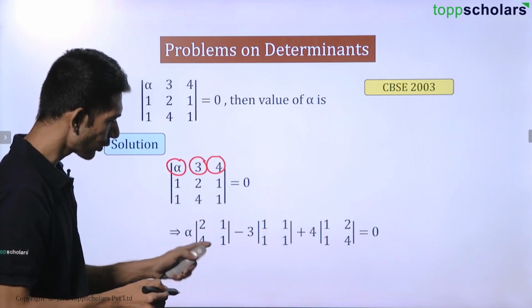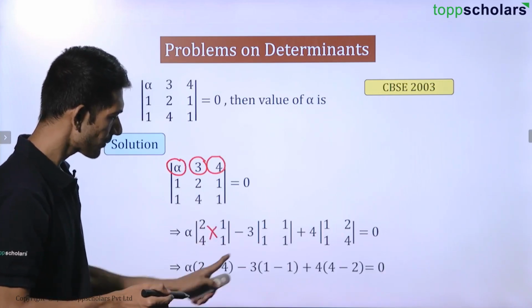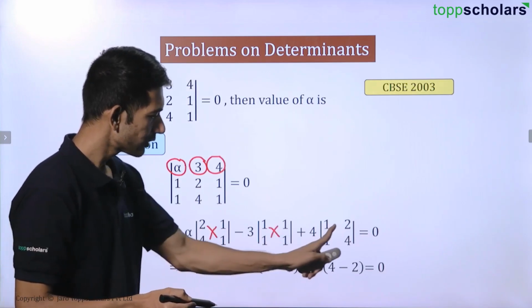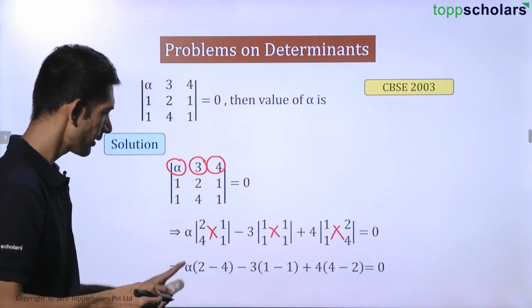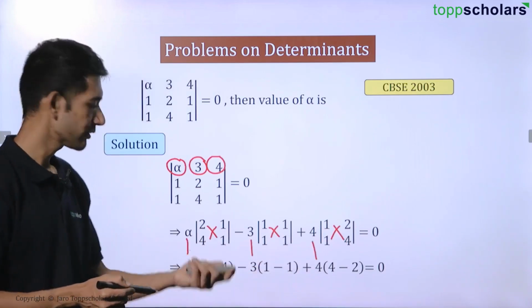2 ones are 2, 4 ones are 4, and subtract in the middle. So this is 2 minus 4. This is 1 minus 1. This is 4 minus 2. Correct? Outside we have alpha. Outside we have minus 3. Outside we have 4. Just solve this further.